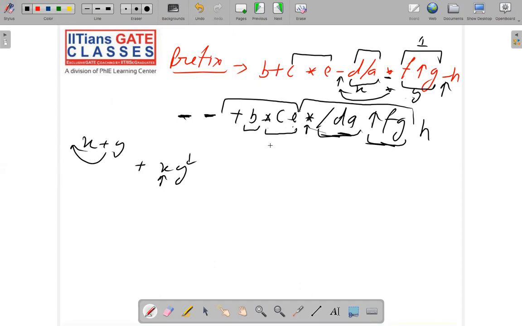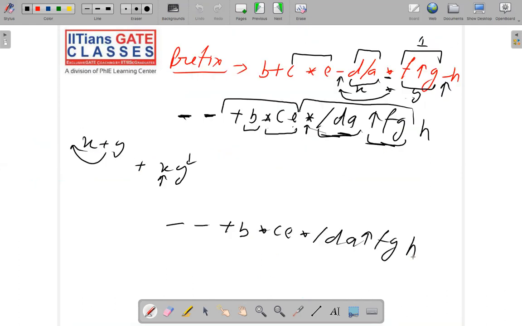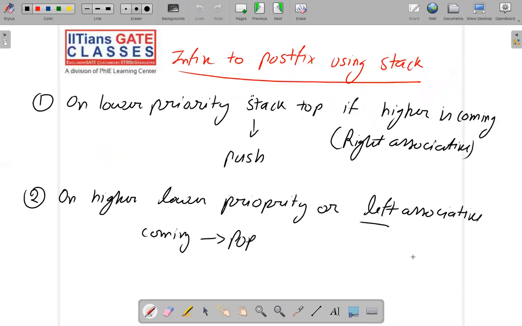So this is the prefix expression: minus minus plus B star C E star divide D A power F G H. Okay. This is how prefix and postfix are written. So now you can convert any infix into prefix or postfix.